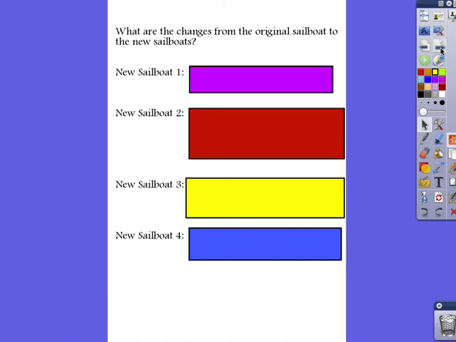As you plot all of your sailboats, I want you really to be thinking about what are the changes from the original sailboat to the new sailboat, because those are big questions that I ask as you come up to get your work checked today.